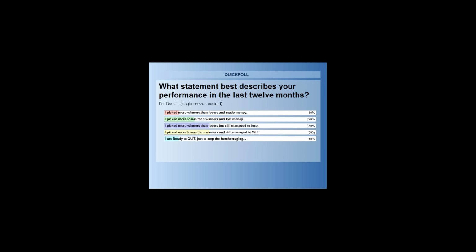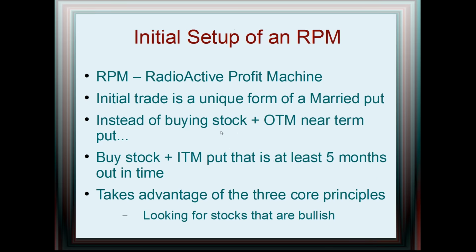Okay. Well, that's what we can expect, even with protective strategies at times, although we're going to take a look at that as well. 30% of you picked more winners than losers and managed to lose. We're going to take a look at why. And 30% of you, equal to the number of investors that are doing the married puts or said other, picked more losers than winners and managed to win. And 10% of you, unfortunately, are ready to quit just to stop the hemorrhaging. Well, let's hide that, and let's see what we can do about that as well.